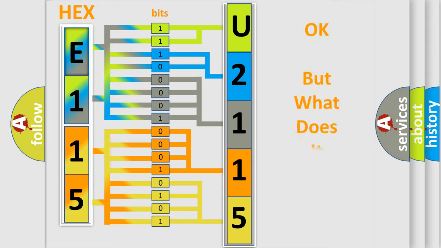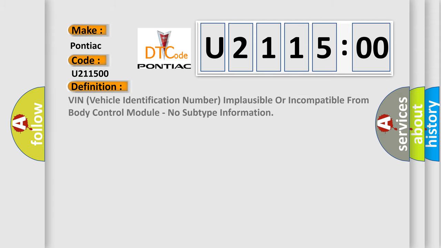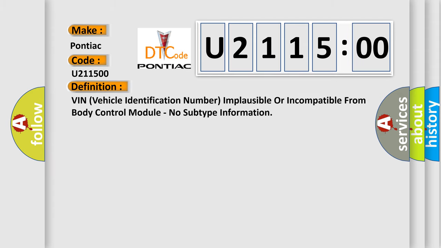The number itself does not make sense to us if we cannot assign information to what it actually expresses. So, what does the Diagnostic Trouble Code U2115-00 interpret specifically for Pontiac car manufacturers? The basic definition is VIN vehicle identification number implausible or incompatible from body control module, no subtype information.